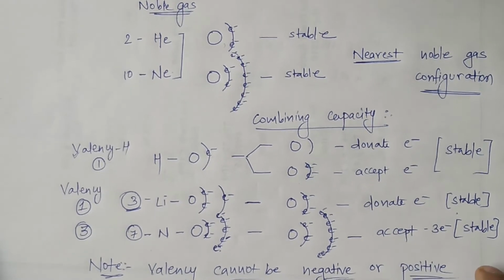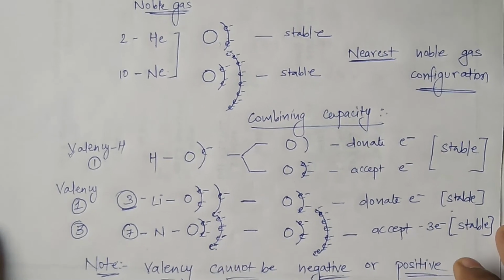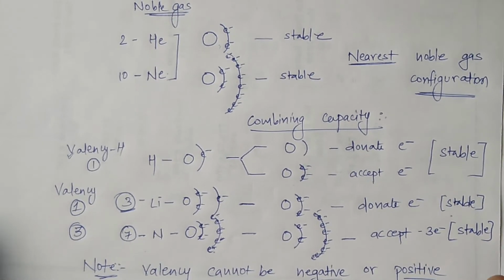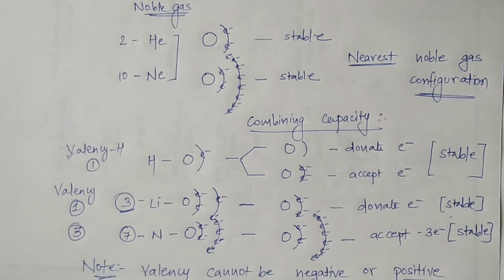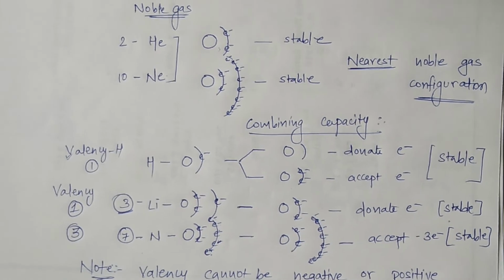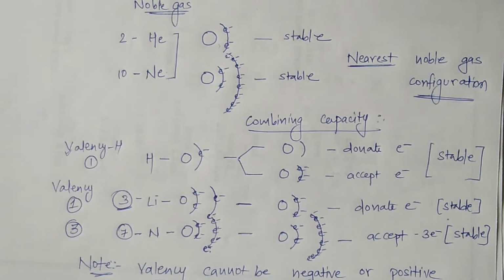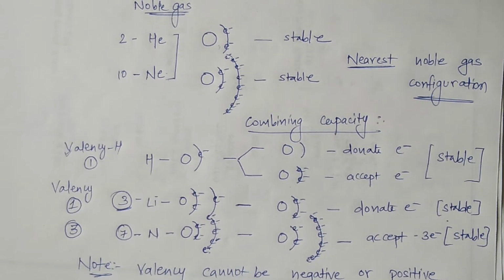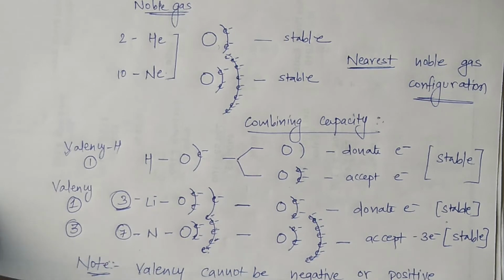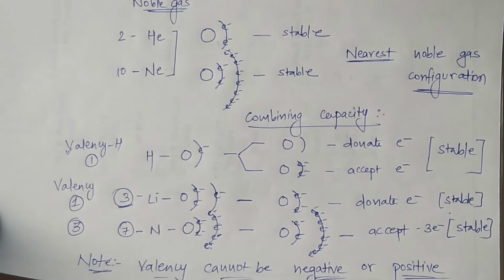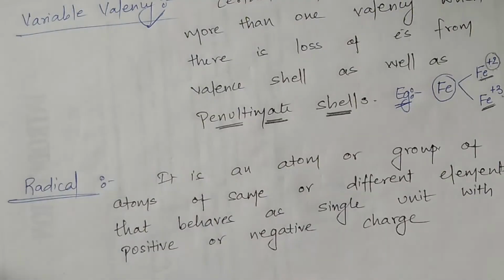Now one more thing to note over here: valency cannot be positive or negative. When you put the sign, then it becomes the oxidation state. So always remember, when you are writing the valency, always write the numbers without the positive or negative sign. Is that clear? Okay. Then we will study the variable valency.